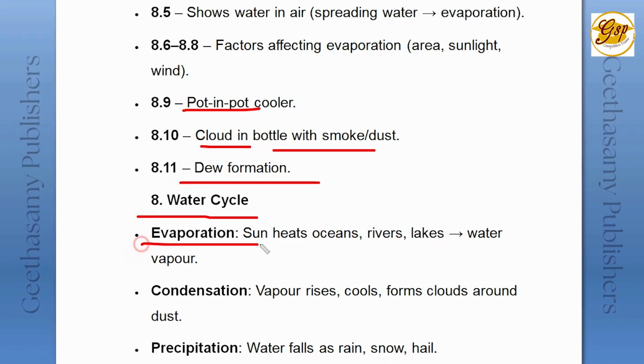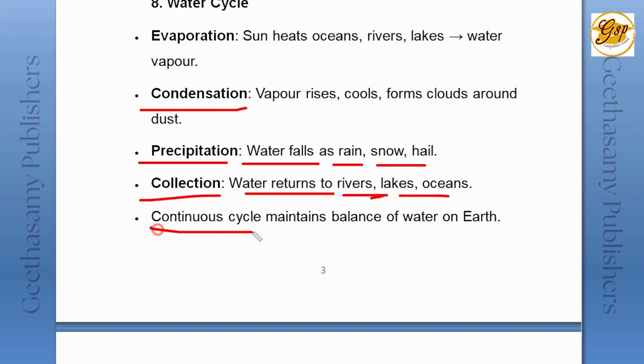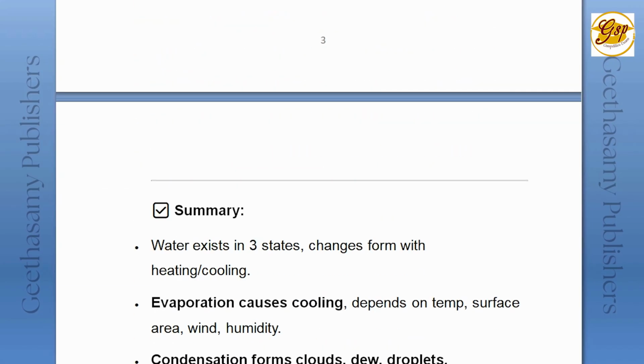the water cycle, that is evaporation, the sun heats oceans, rivers, lakes and makes water vapor; and condensation, vapor rises, cools and forms clouds around dust. Then you have precipitation, then rainfall, water falls as rain, snow, hail; and collection, where water returns to rivers, lakes and oceans; and a continuous cycle maintains the balance of water on the earth.